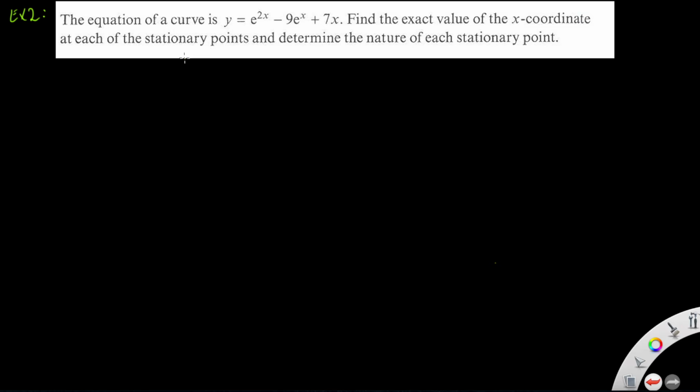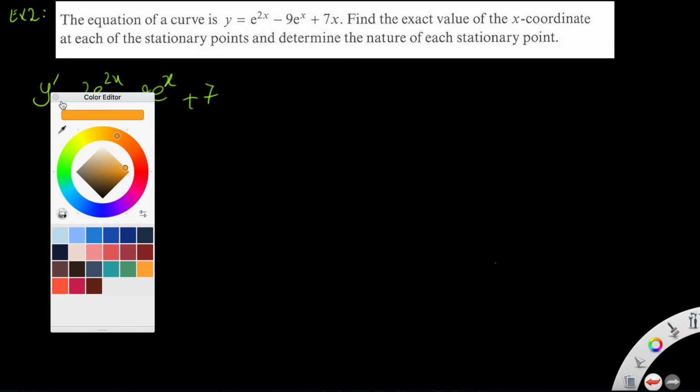Example 2. The equation of a curve is y is equal to e to the power of 2x minus 9 e to the power of x plus 7x. Find the exact value of the x coordinate of each of the stationary points and determine the nature of each stationary point. We know that in order to find the x coordinates of stationary points, we need the first differentiation. So it will be the differentiation of e to the power of 2x, which is 2 e to the power of 2x, minus the differentiation of e to the power of x, which is again e to the power of x, so you have 9 e to the power of x, then plus 7, which is the differentiation of 7x.